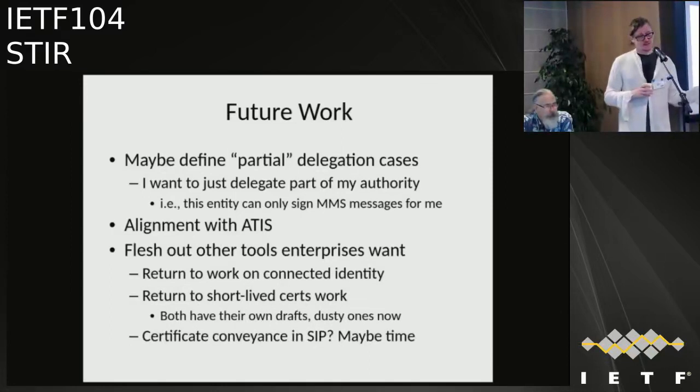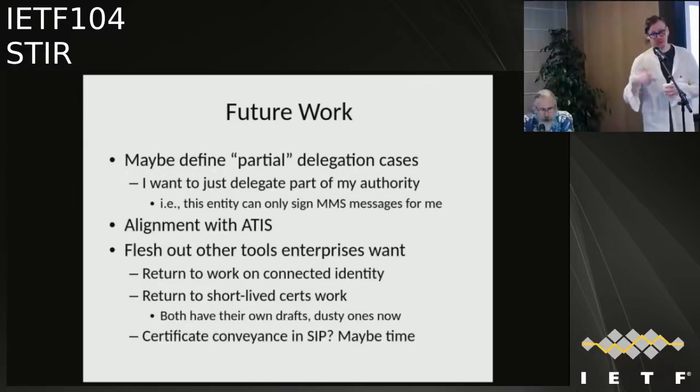Finally, just 3 other pieces of work that are related to this. Delegation cases enable a lot of enterprise calling architectures. And as soon as we start talking about that, we're going to start talking about connected identity. What does connected identity mean? This is STIR in the reverse direction. When I call you, I want to make sure I reached the right party.